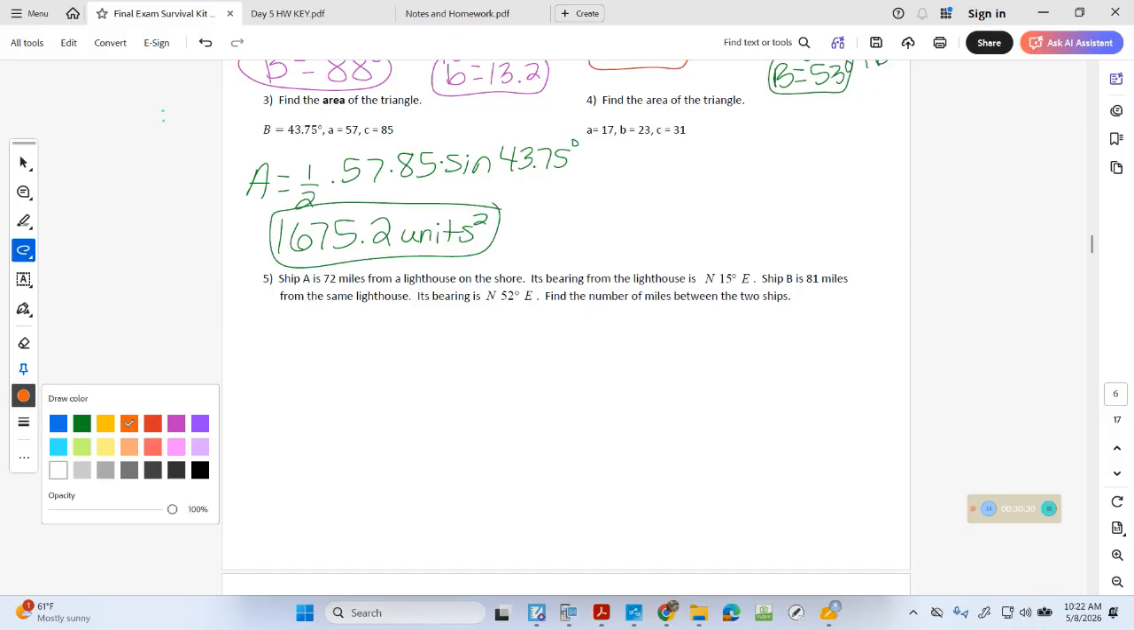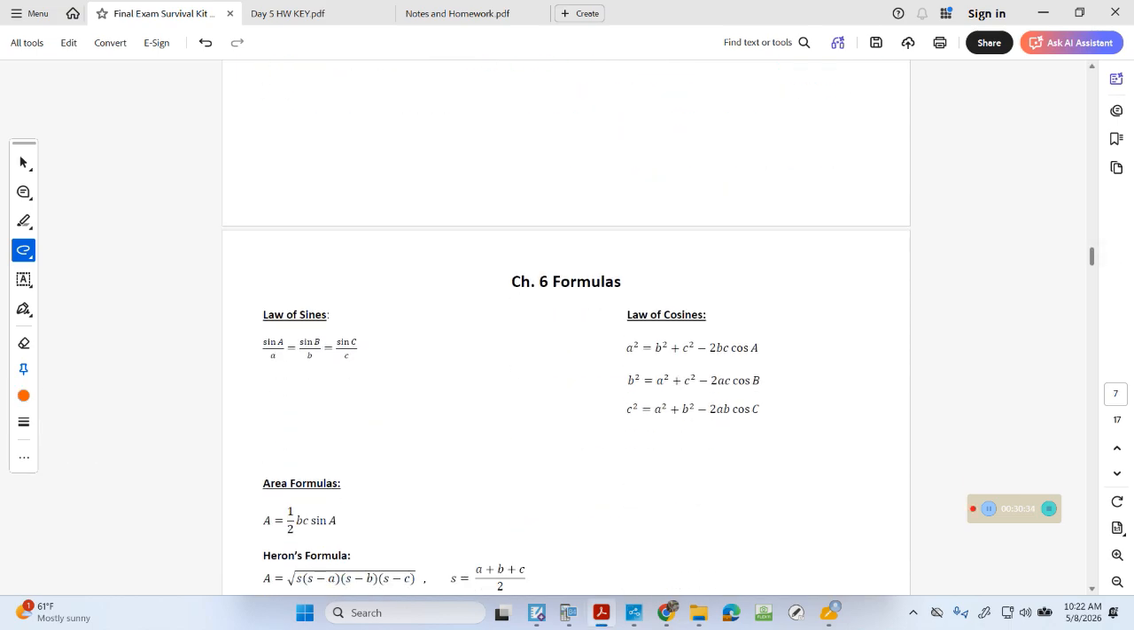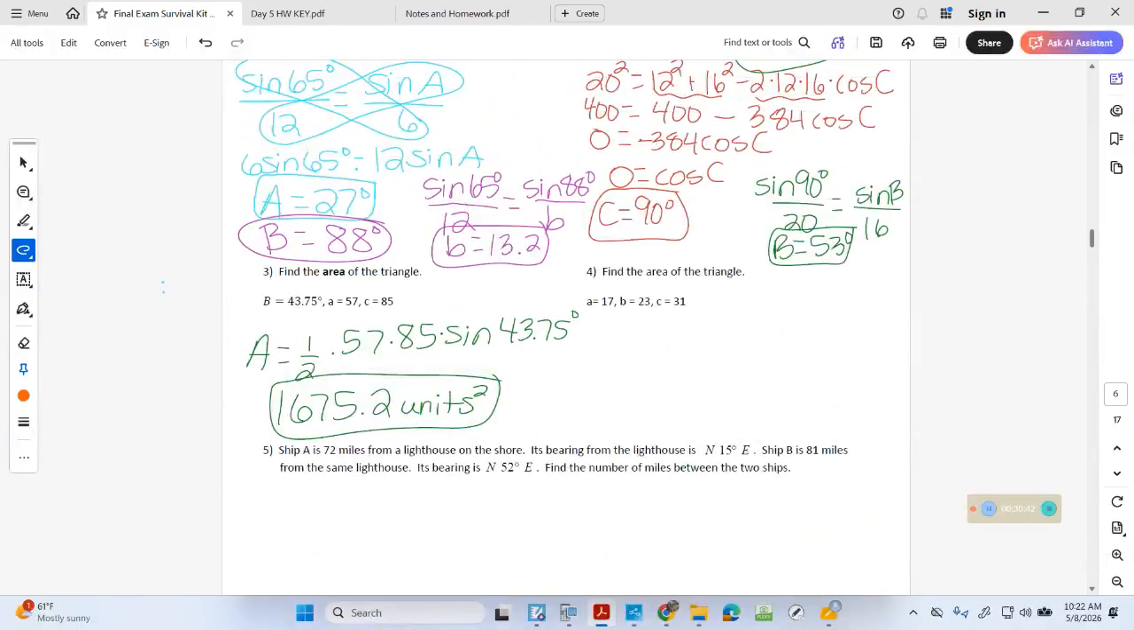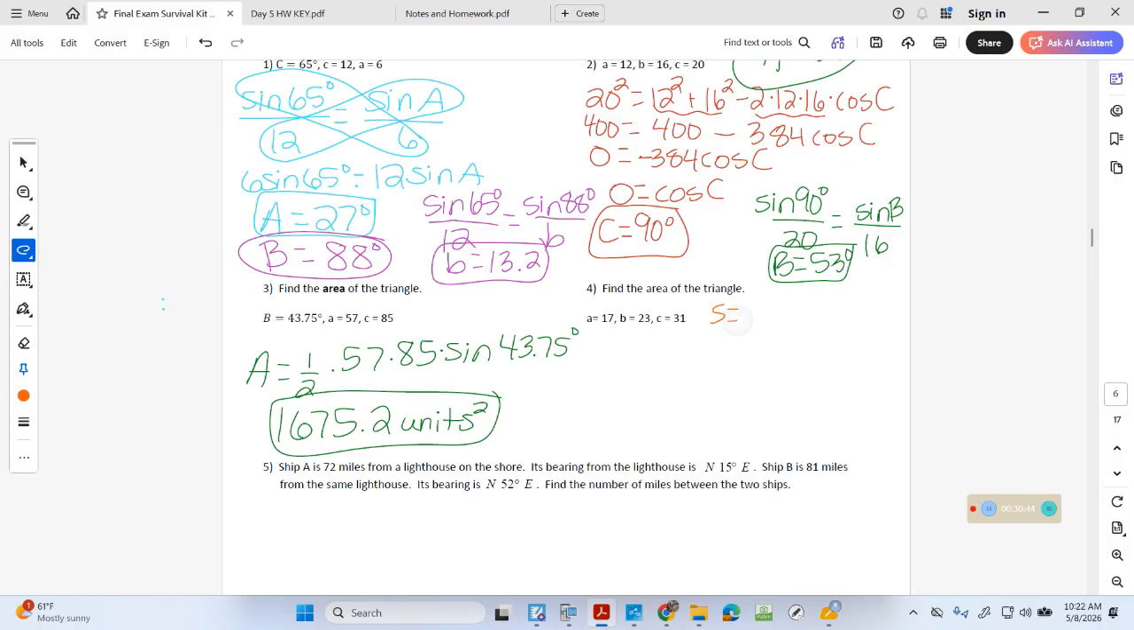And the geometry teacher makes me want to label that. Okay, Heron's area formula. So first thing I'm going to calculate is this guy. I need the s, the semi-perimeter. You just add all three sides, divide by 2. So I just did, in my calculator, 17 plus 23 plus 31 over 2. And I punched that in, and I got 35.5.